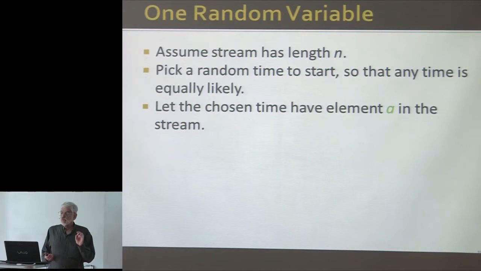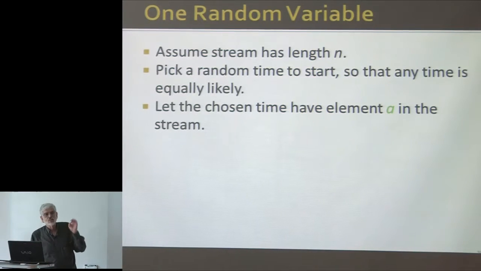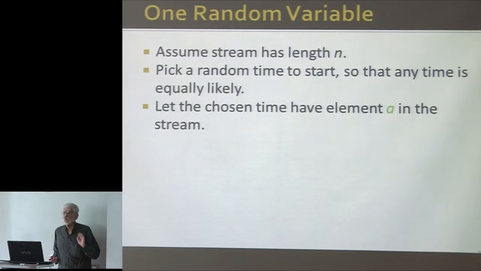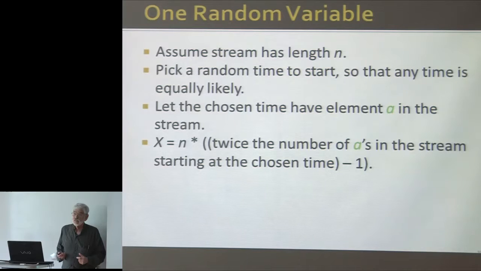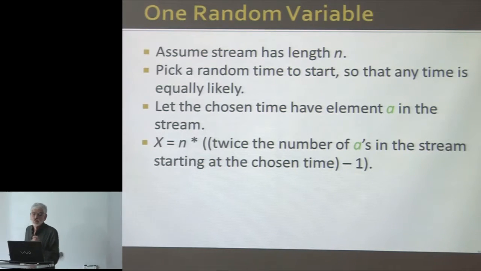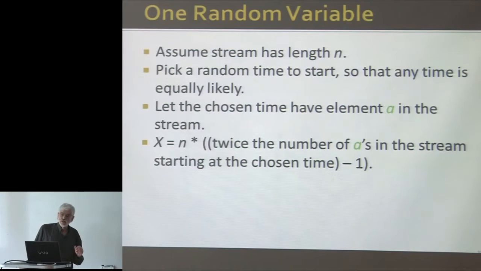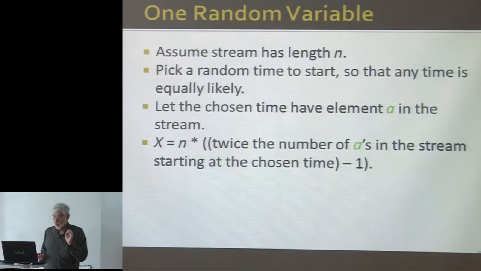Now, associated with that random variable will be the stream element that appeared at the random time that I chose. And I'm going to always call that green A. And then the value associated with this random variable will be n, the stream length, times the quantity, twice the number of that element, A, that has appeared in the stream starting at the chosen time. So it always appears at least once.